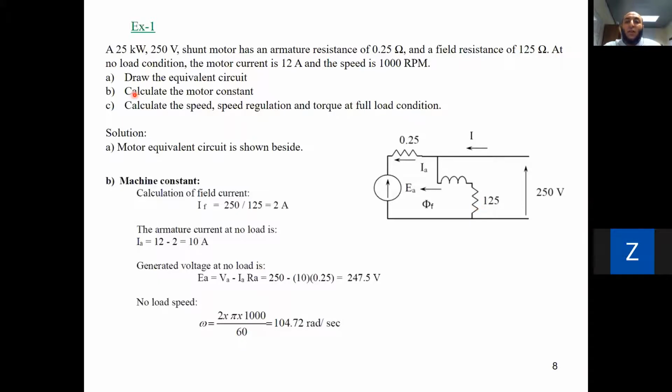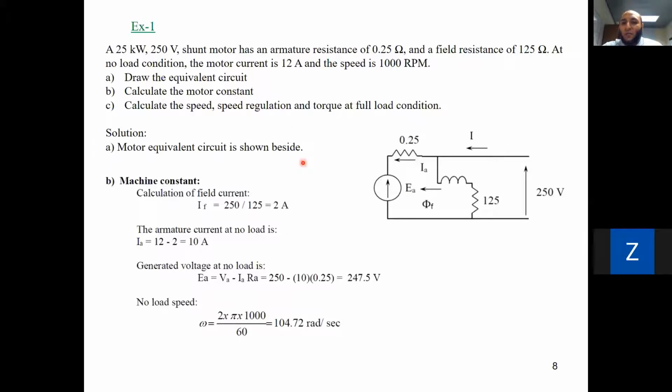Second, calculate the motor constant. For a shunt motor constant, you know the relation of EMF equal to K multiplied by phi multiplied by omega. We can represent the motor constant here as K multiplied by IF by omega. So the required value here is K. What is the motor constant K?